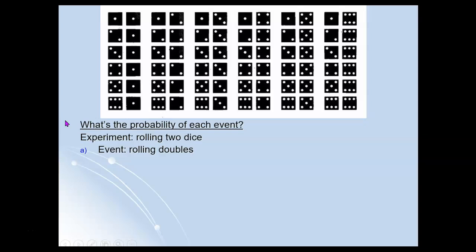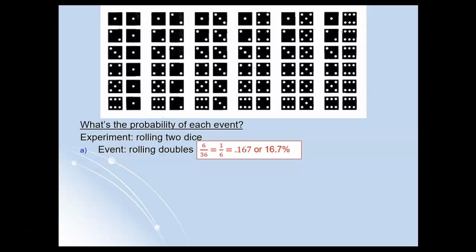What's the probability of rolling doubles? Well, let's count how many ways that can happen. 1, 2, 3, 4, 5, or 6. You could get double ones, double twos, threes, fours, fives, or sixes. So there's 6 ways that the dice could come up doubles out of 36 ways they could come up altogether.